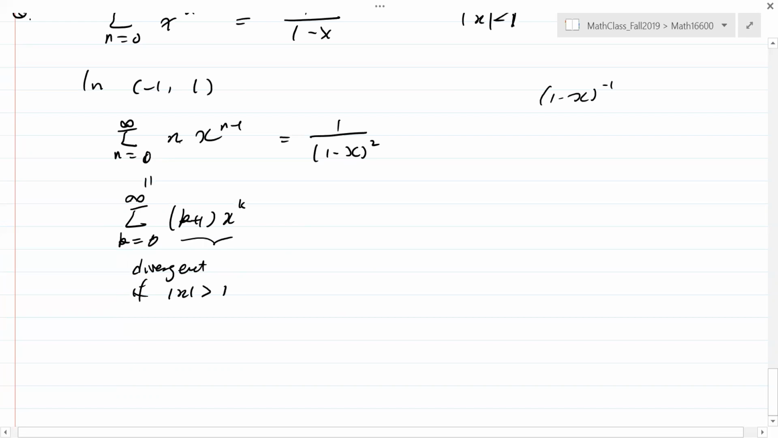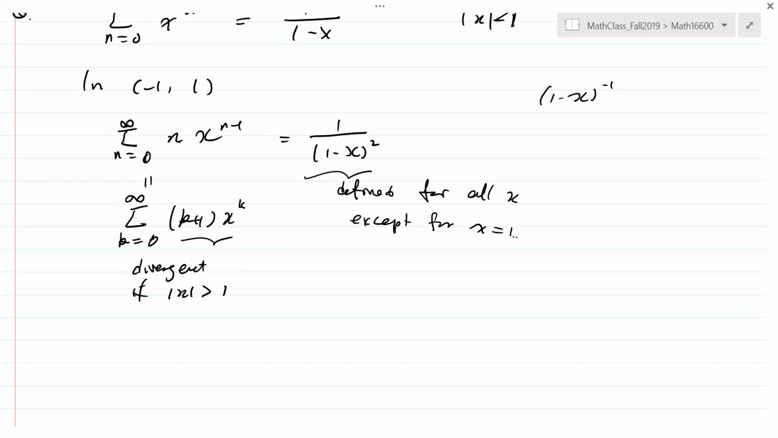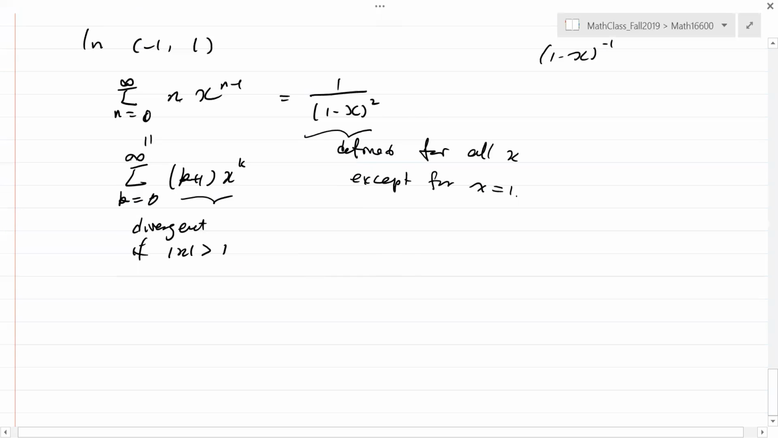But 1 over 1 minus x squared is still defined for x equal to 10, because this side is defined for all x except x equals 1, right? But that only matches over the interval from negative 1 to positive 1. All right, so now we continue.